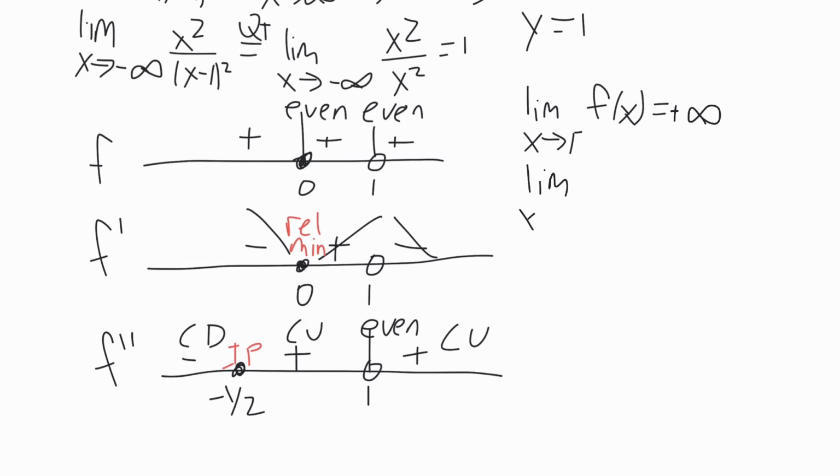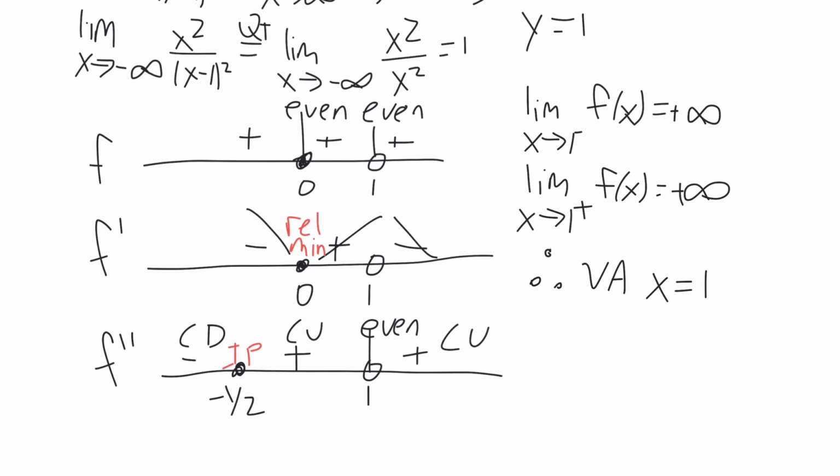Similarly, as we do the limit, x approaching 1 from the right, we're also going to get a positive infinity, because if you look on the right side of 1, we also have positive values. So we therefore have a vertical asymptote at x equal to 1.